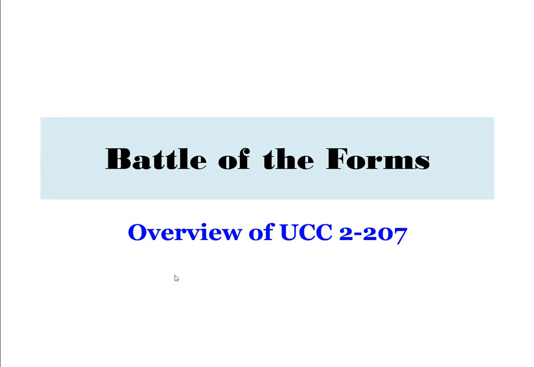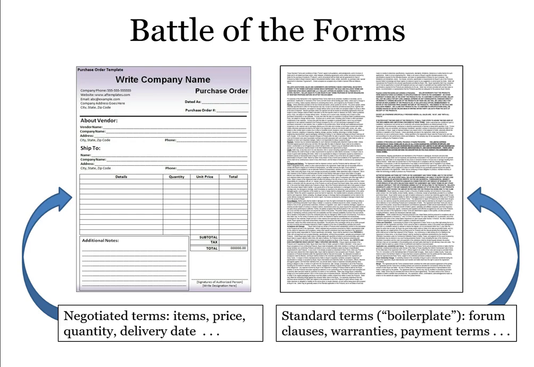In this video, we're going to look at the problems of contract formation in the form contract setting, the so-called Battle of the Forms. In commercial settings, it is very common for companies to have their own forms with standard terms for the purchase or sale of goods. Instead of negotiating every term of every contract, the buyer will typically just send off a form, usually called a purchase order, to the seller.